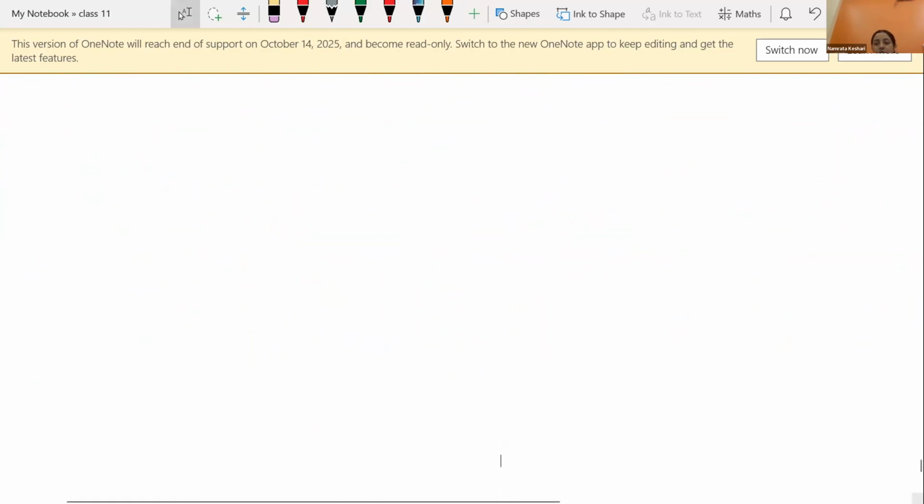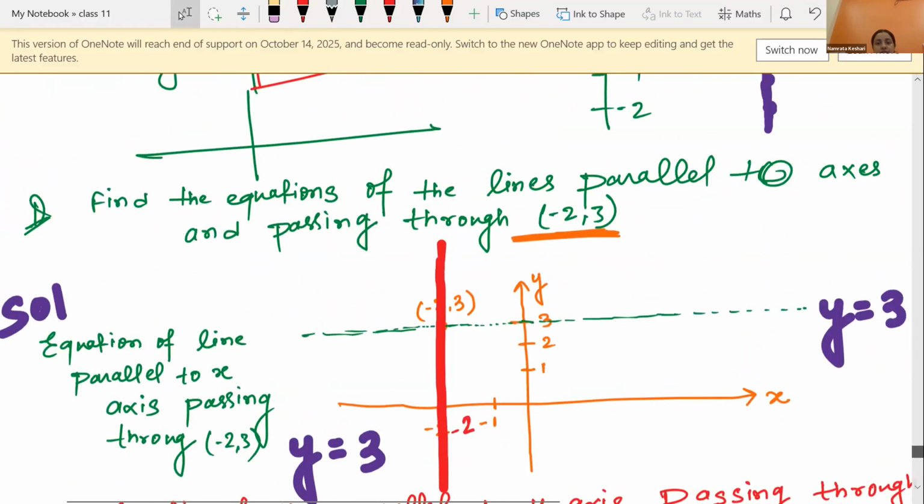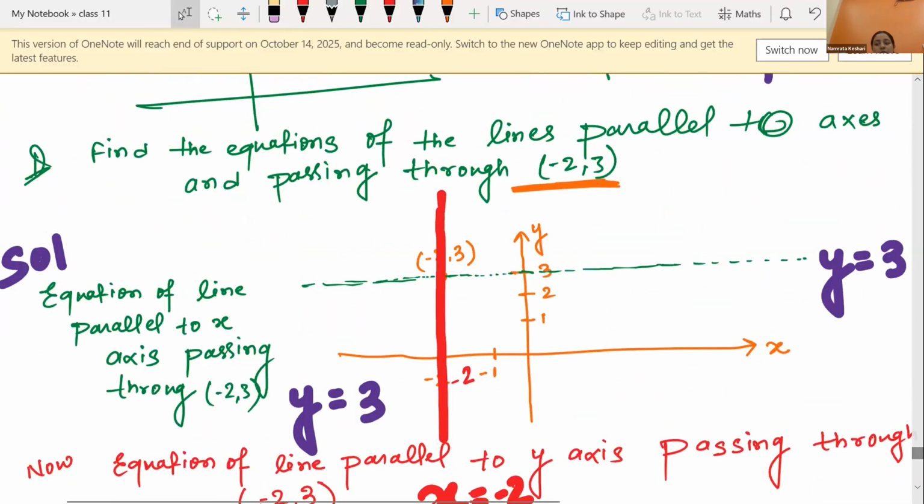Have you copied this solution, everyone? Have you noted it down? Yes, ma'am. Okay, let's move.